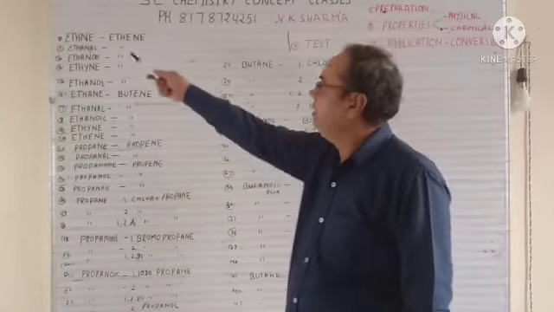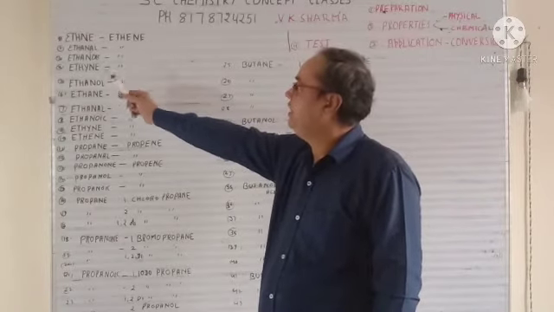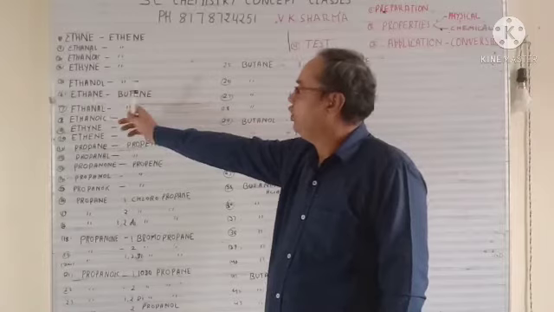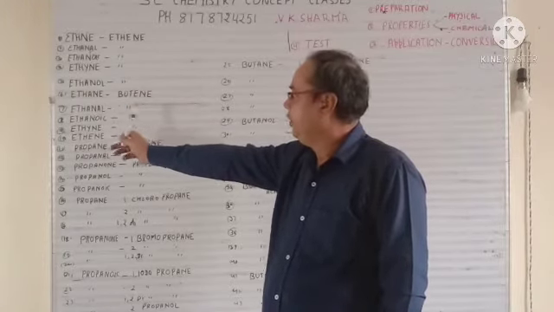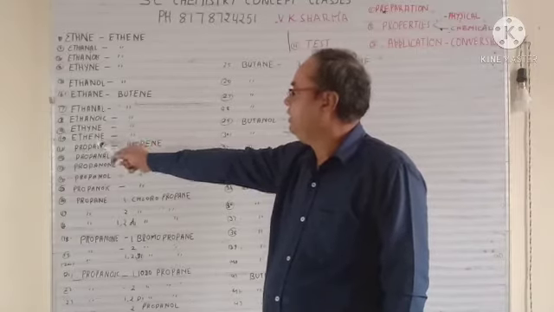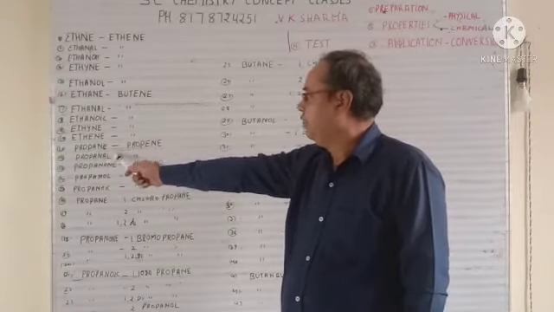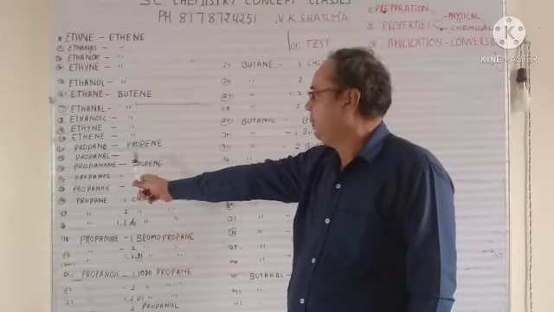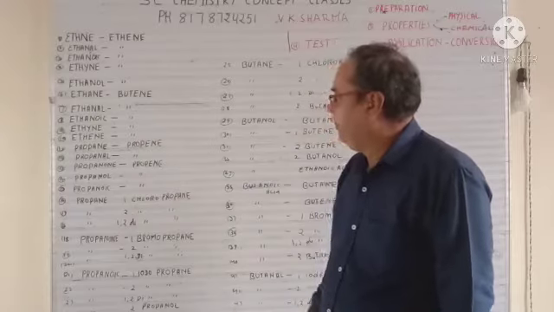The questions are: ethane to ethene, ethanol to ethene, ethanoic acid to ethene, ethyne to ethene. Ethane to butene, it is a doubling of the concept. Ethanol to butene, ethanoic acid to butene, ethyne to butene, ethene to butene. Next are propane to propene, propanol to propene, propanoic acid to propene.